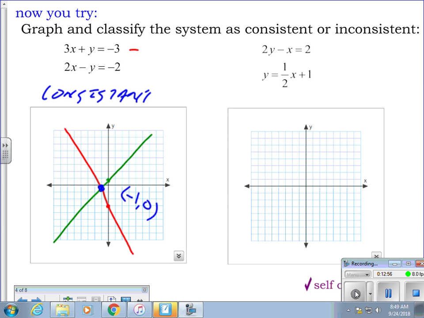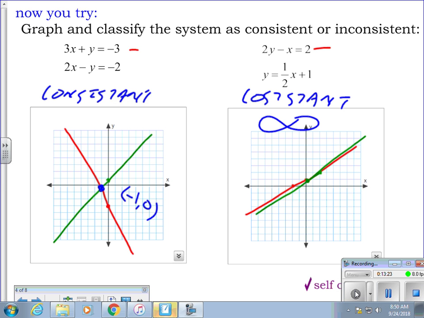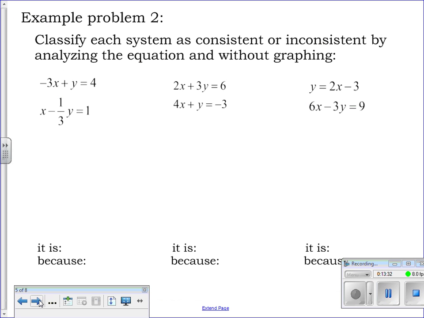Same thing on the next one. My x-intercept is -2. My y-intercept is +1. That's the top equation. My y-intercept is 1. My slope is 1/2, over 2, up 1. And oh, looky. It is a consistent system. Technically, with an infinite number of solutions, all the shared points, because they're the same line.